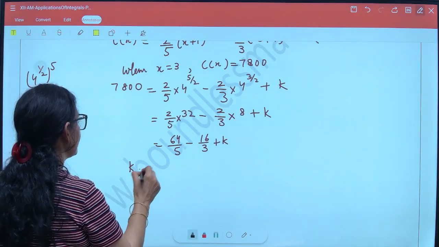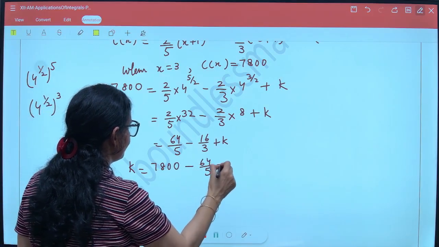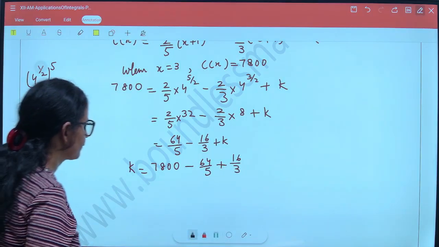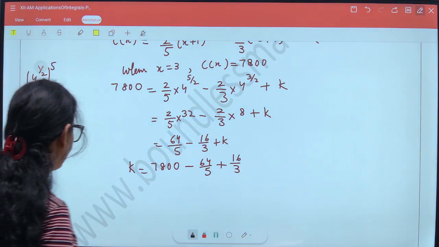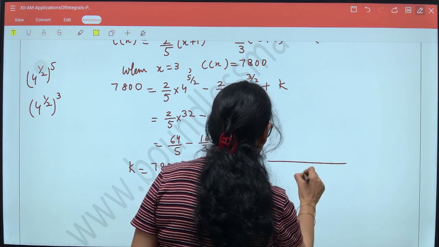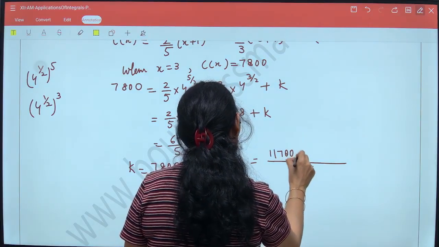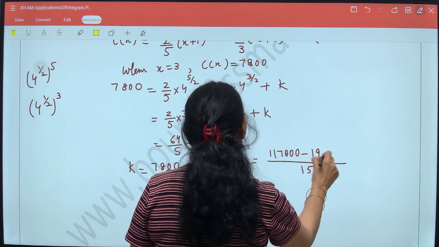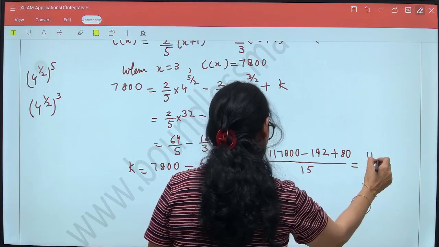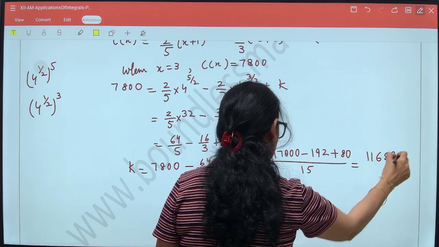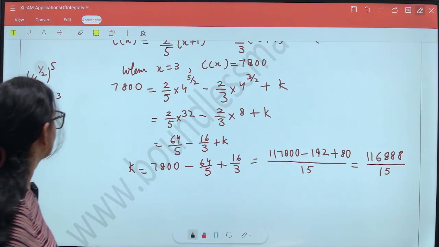That means k is equal to 7,800 minus 64 upon 5 plus 16 upon 3. Now let's solve this. Just take the LCM and find the value of k. The LCM is 15 and then you get 117,000 minus 192 plus 80. And when you solve this, you get 116,888 by 15. So this is the value of the constant of integration.